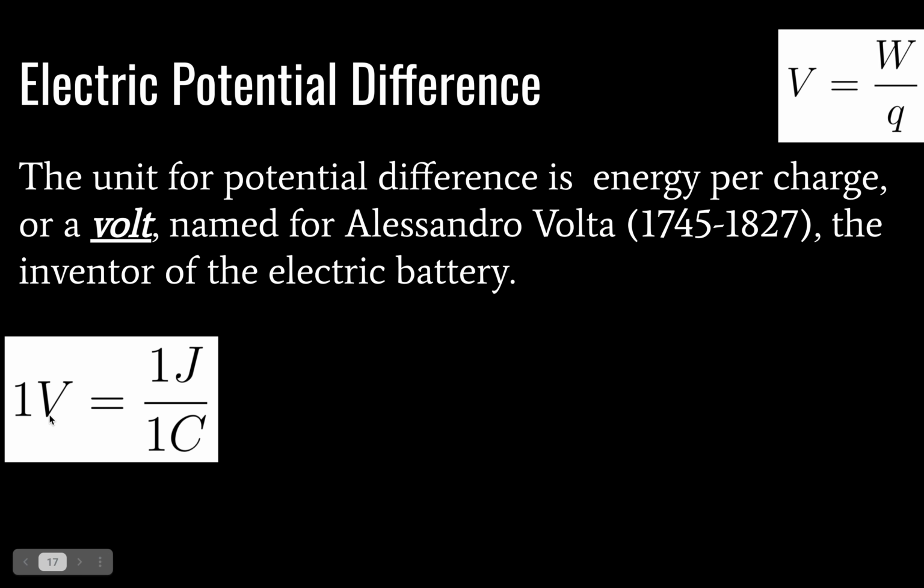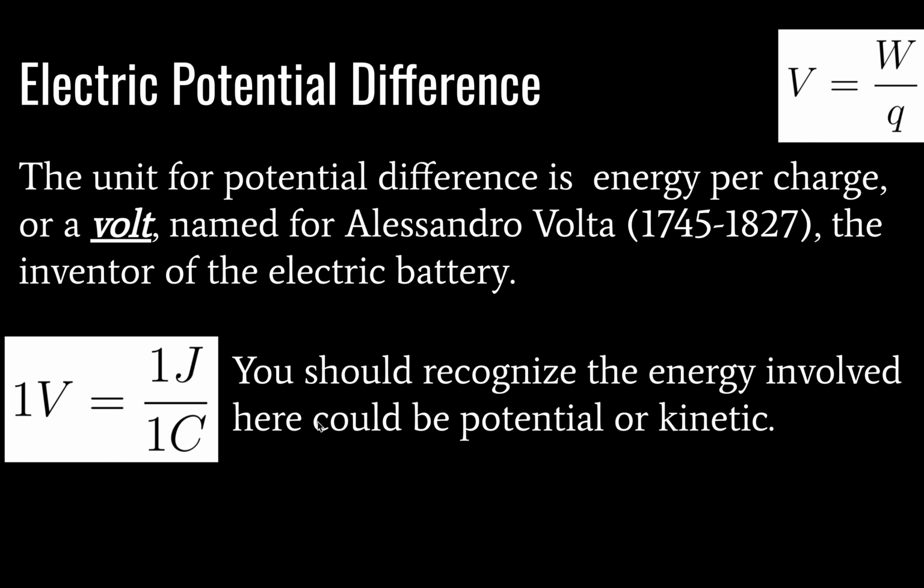So here we have 1 volt equal to 1 joule per 1 coulomb. And so there's our unit. So another quick point, our energy involved here could be either potential or kinetic energy. So keep that in mind when you're working problems.